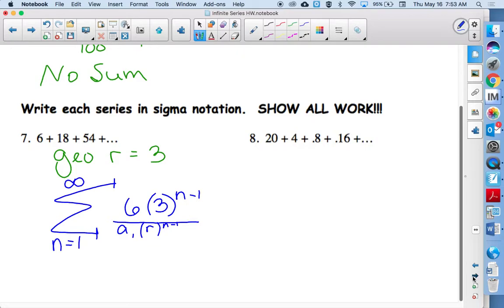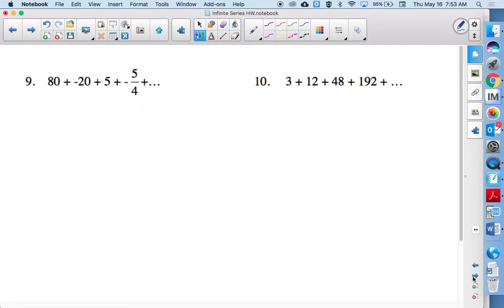So if you look at the back page, there's one other one, number 9, that asks you to write it in sigma notation. And then the last one, 11, we'll look at as those partial sums. So again, you have to decide, is it arithmetic or geometric? We have 80, negative 20, 5, negative 5 fourths.